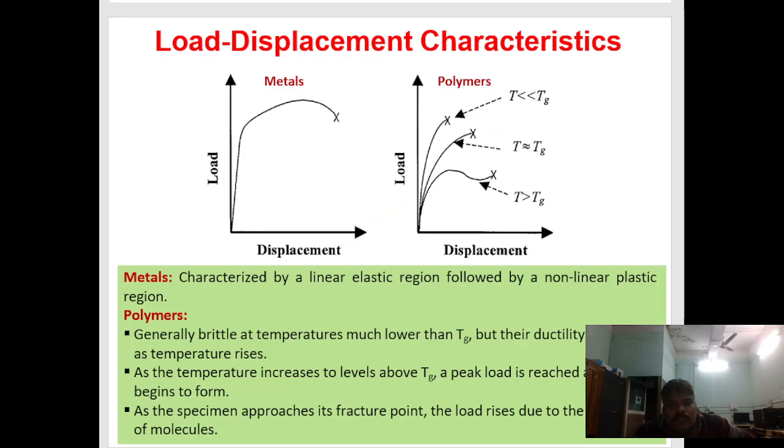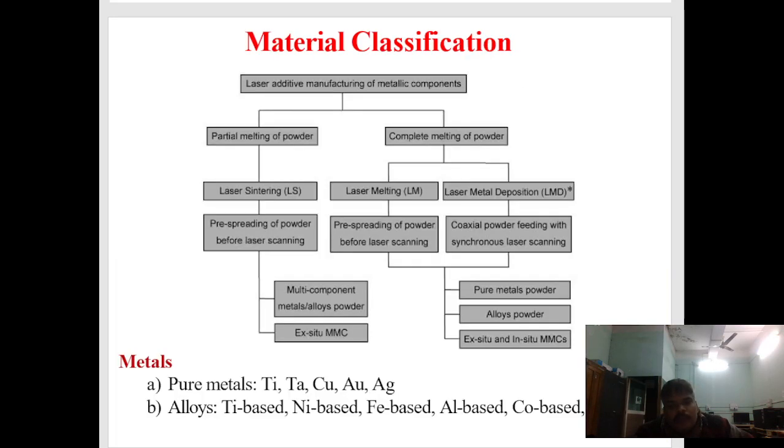Load displacement characteristics. What are the metal and polymer? Metal is characterized by a linear elastic region followed by a non-linear plastic region. Polymer is generally brittle at temperature much lower than Tg, but their ductility increases as temperature rises. As the temperature increases to a level above Tg, a peak load is reached and a neck begins to form. As the specimen approaches its fracture point, the load rises due to the stretching of molecules. This is the material classification.